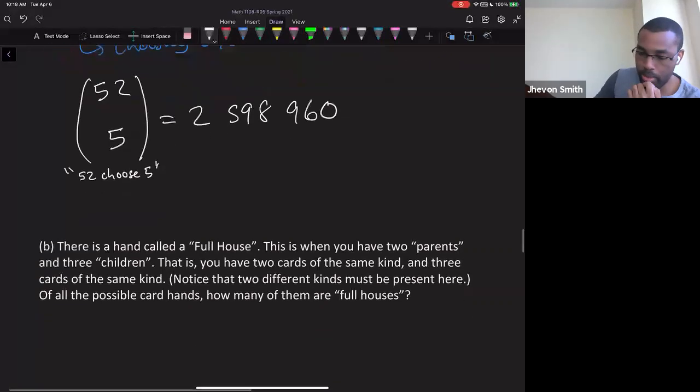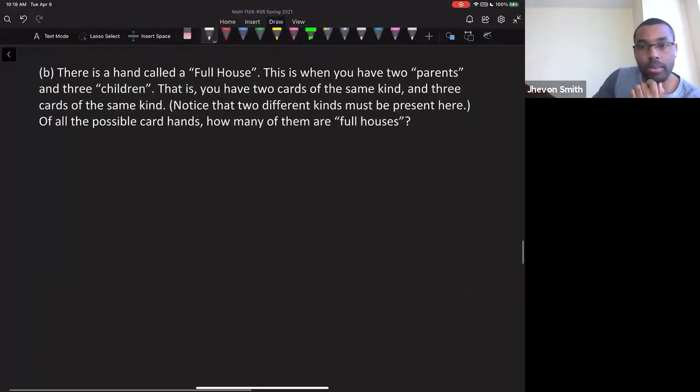Now, let me introduce you to a very specific card hand. There's something called a full house. This is when you have 2 cards of a kind and 3 cards of another kind. The 2 cards are called the parents, like mommy and daddy, and the 3 cards are the children. And when we have this, we say we have a full house. So what we're going to do is find out how many possible full houses there are. How many ways can you get a full house?